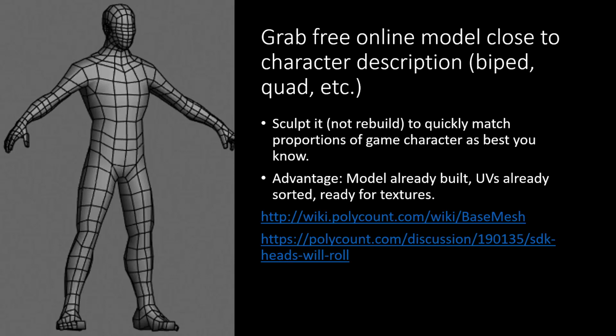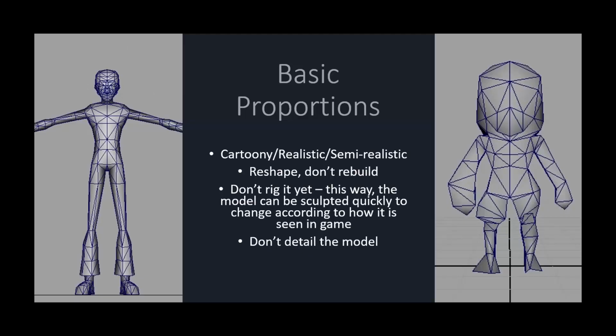So you'll need a biped if it's humanoid. You need a quadruped if it's some sort of an animal, etc. And so just get ready to sculpt it, export it, see it in the game, resculpt, etc. The advantage of grabbing a model that's already built is the UVs tend to already be sorted and they're ready for textures. I give 2 links to places online. I'm sure you can find many more.